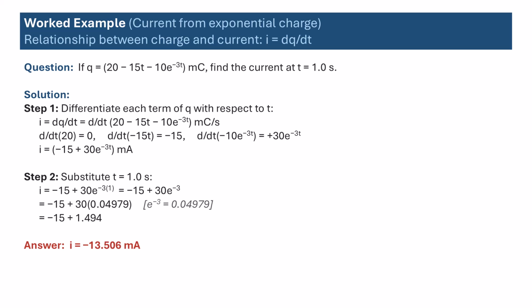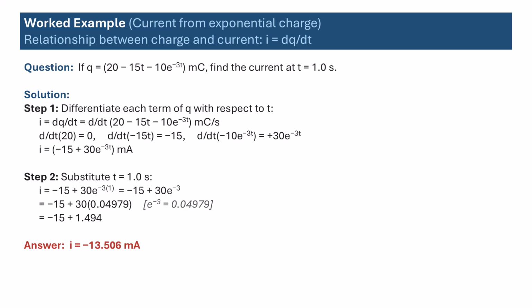The value of e to the power of minus 3 equals 0.04979. Therefore, I equals minus 15 plus 30 times 0.04979 equals minus 15 plus 1.494 equals minus 13.506 milliamps. The final answer is I equals minus 13.506 milliamps.